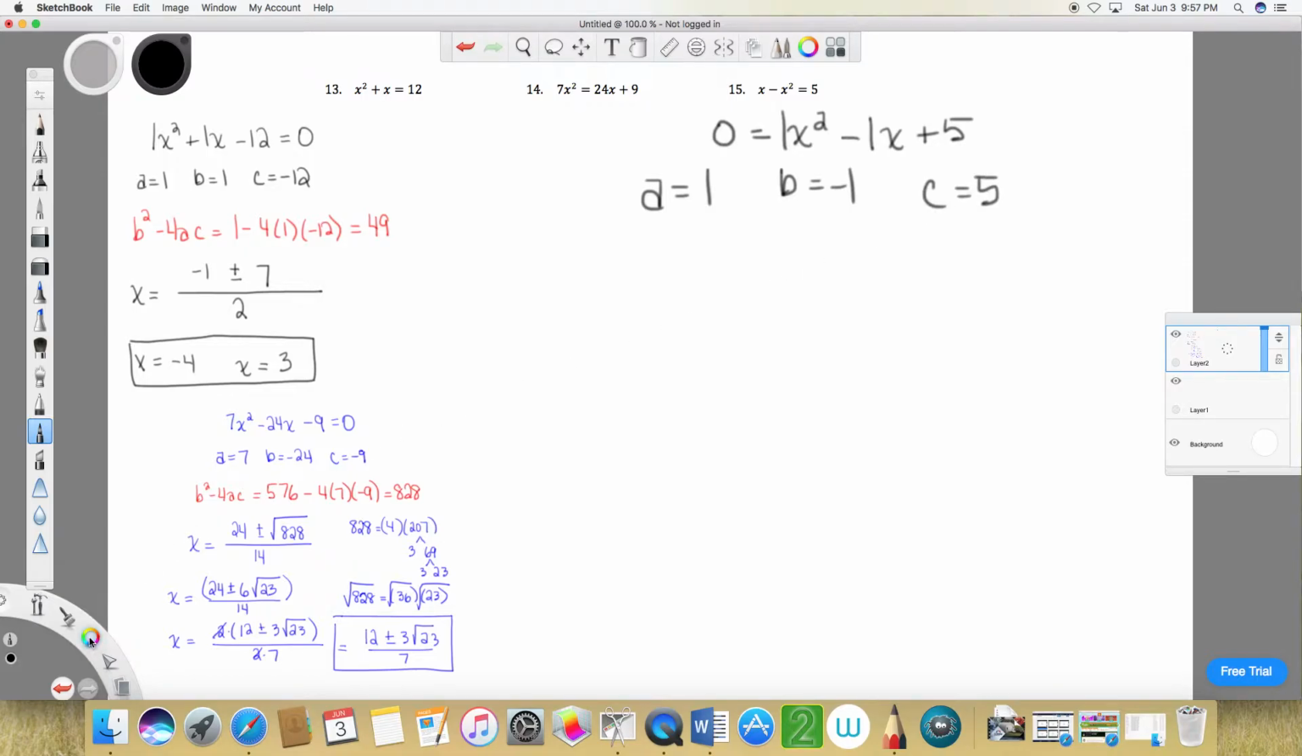I can come in and calculate my discriminant because I've got to do it anyway. It's part of the quadratic formula. B squared, negative 1 times itself is positive 1. And so we have 1 minus 20, which is a negative 19. And there's a little bit of advantage to finding this first, because now we can conclude that there's no real solution.